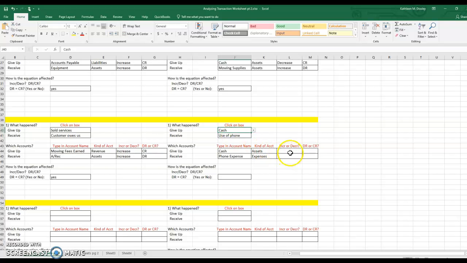Do we have more or less cash than we did 5 minutes ago? We have less. That is a decrease. Do we have more or less use of the phone than we did 5 minutes ago? We have more, so that's an increase. Now I have an increase in expense. I looked that up on my debit credit chart, and that's a debit. We have a decrease in an asset, and that's the opposite of increase. That's a credit. We have a debit and a credit, so yes, it balances.